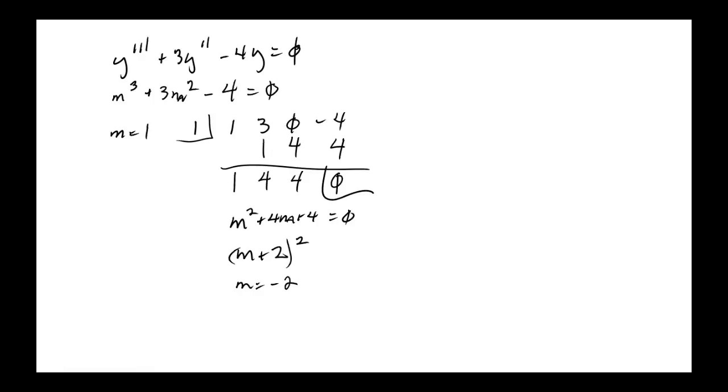So here's what we do. For m equal to 1, your y equals c1 e to the x. Plus c2 e to the minus 2x plus c3 x e to the minus 2x. Done. You got it.